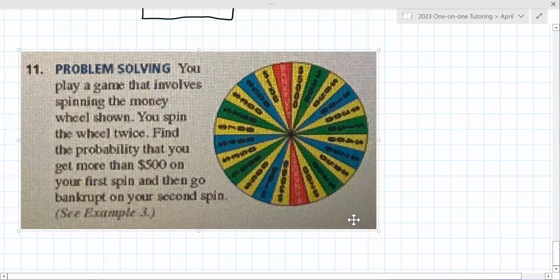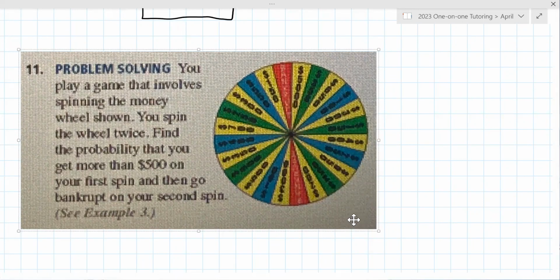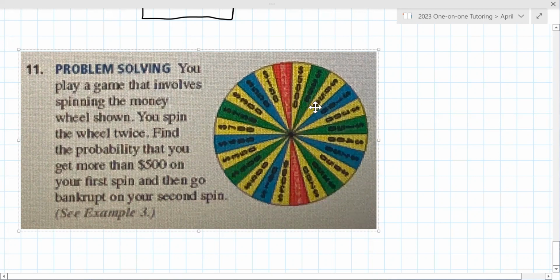All right, you play a game that involves spinning the money wheel shown. You spin the wheel twice. Find the probability that you get more than $500 on your first spin, and then go bankrupt on your second spin. Okay, so what I can't really see, and I think maybe you can help here, is we need to count how many of these are more than 500.